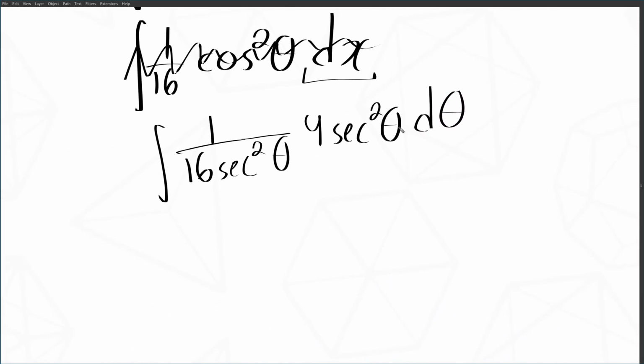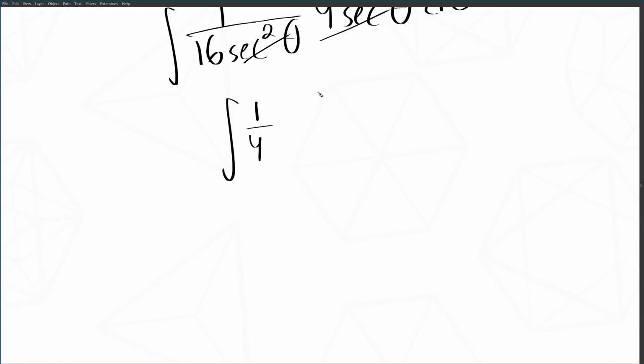Okay, and now that we've back substituted d theta, we don't have to integrate the previous expression, and we're going to see something nice happen here. Okay, obviously the secants are going to cancel, and 4 over 16 is just 1/4. Okay, so now we're left with 1/4 d theta. And just like in normal integration, if we had just 1/4 here with respect to x, it would be 1/4 x. Similarly, this is going to be 1/4 theta plus c.